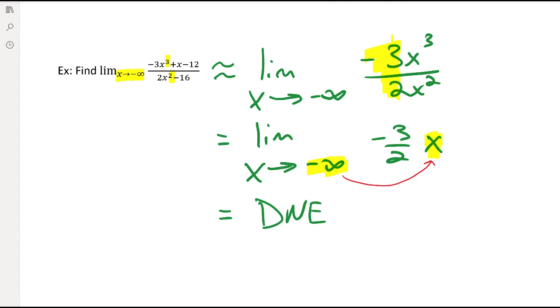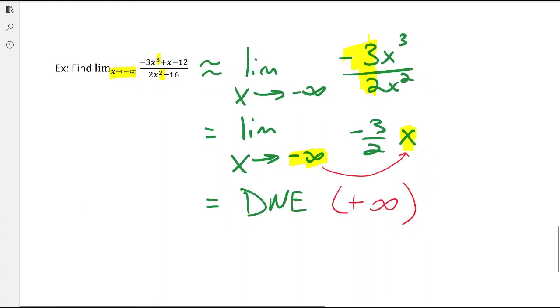So when we plug in a really small number, and what I mean by really small is think of your number line, think of far to the left on the number line. When we plug in that really small negative number, okay, it's going to be negative. And then when that negative number gets multiplied by negative 3 halves, it actually becomes positive infinity. So this limit does not exist because the limit is going off to positive infinity. I guess a better way of saying that.